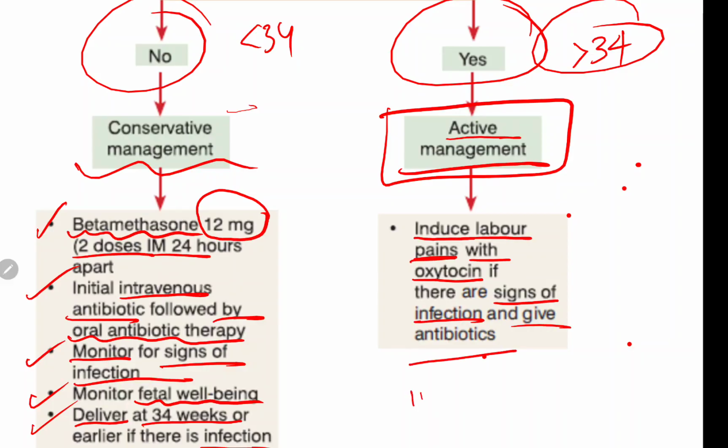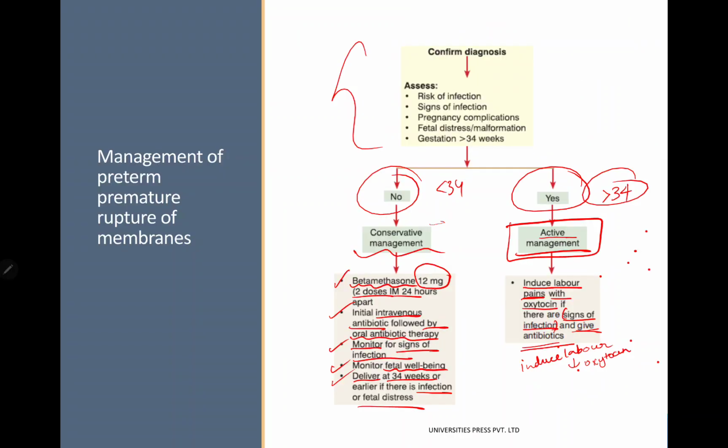So first we will be inducing the labor. How are we going to induce the labor? With oxytocin. And then we need to assess for any signs of infection and give antibiotics. So this is how we will manage PPROM.